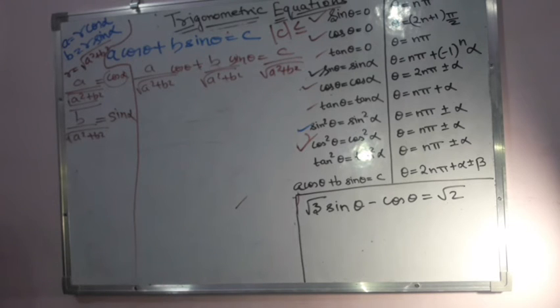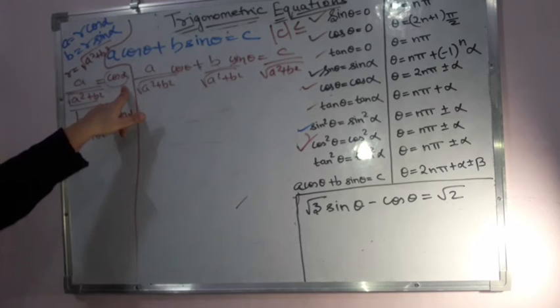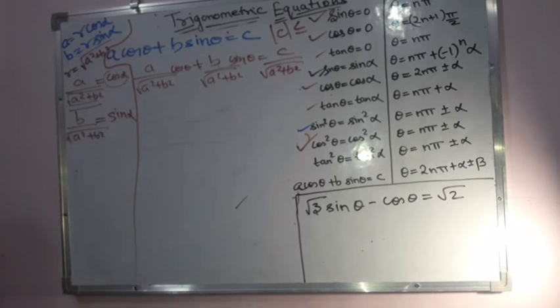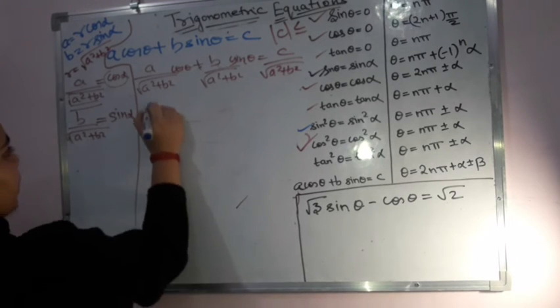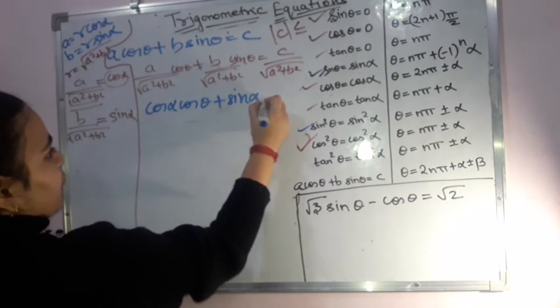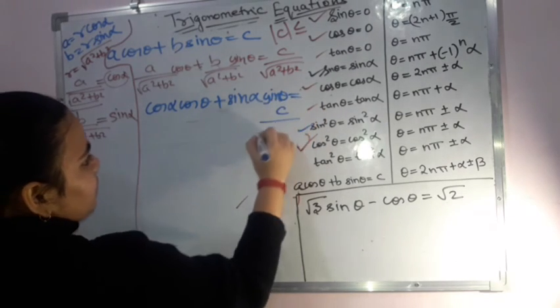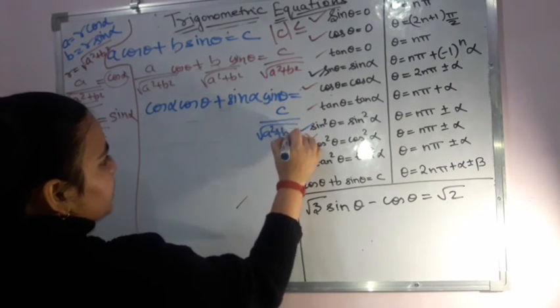Can you observe something? First of all, we have got this. In place of this, can I write cos alpha? Yes, I can write it down. Right, so let us write it down: cos alpha cos theta plus sin alpha sin theta, and that is equal to this entire part, that is c upon under root of a square plus b square.